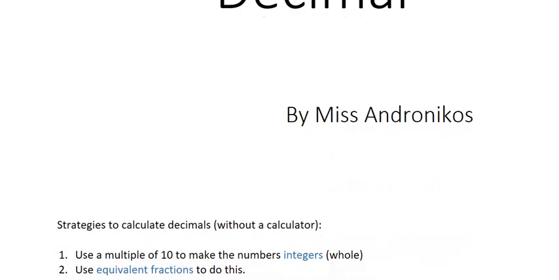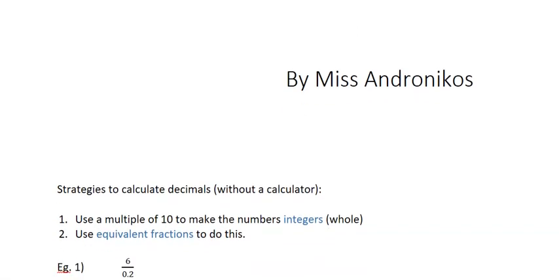So starting with some strategies, of course, if you're dividing without a calculator, start by using a multiple of 10 to make the numbers integers, so to make them whole. And then use equivalent fractions to be able to then go and calculate. So having a look at the first example, okay?